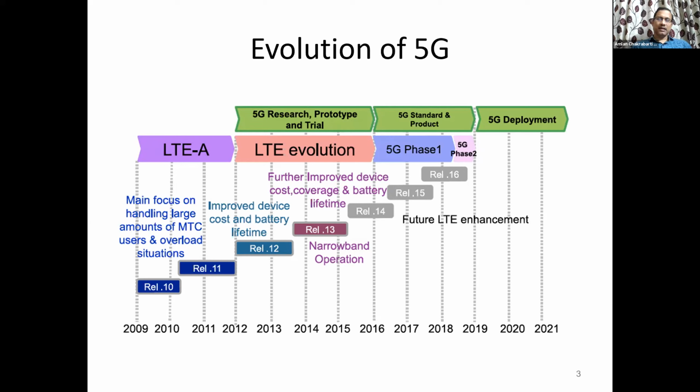The wavelength ranges from 1 millimeter to 10 millimeter. This is the wavelength of this particular wave, and that leads us to a frequency of the order of 30 gigahertz to 300 gigahertz. So due to these high frequency signals, this 5G communication is pretty fast.